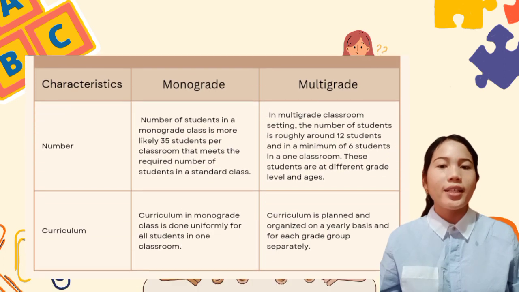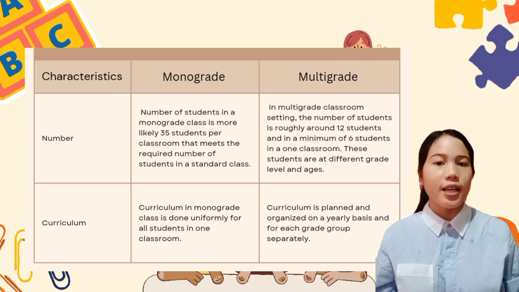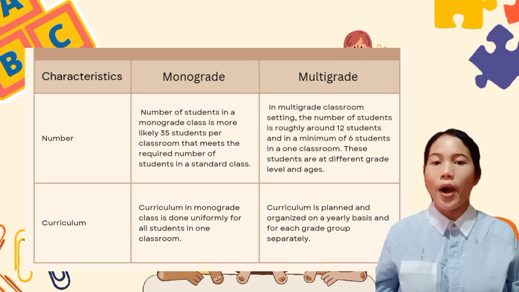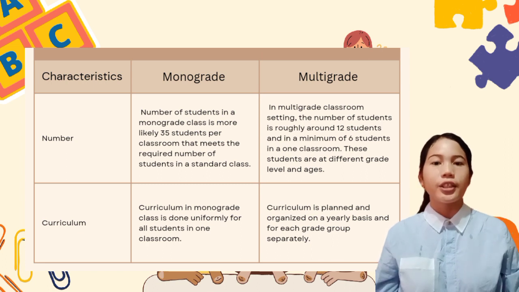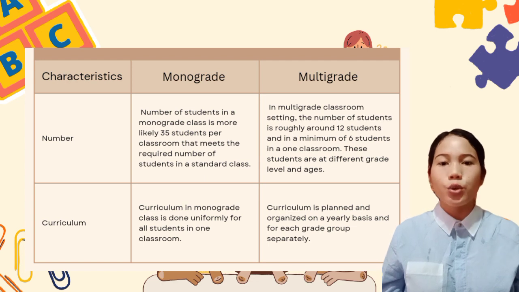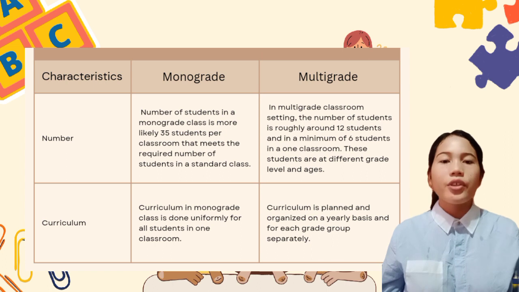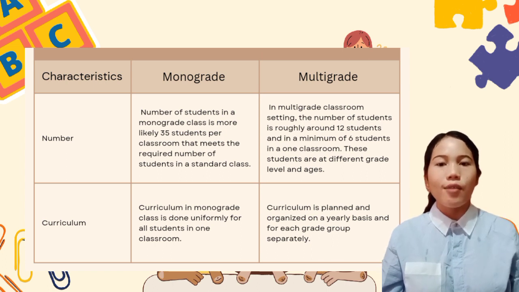Now, the next one is the number. In monograde, the number of students in this classroom setting is more likely 35 students per classroom, which meets the required number of students in a standard class. While in multigrade, the number of students is roughly around 12, with a minimum of 6 students in one classroom. These students are at different grade levels and ages.